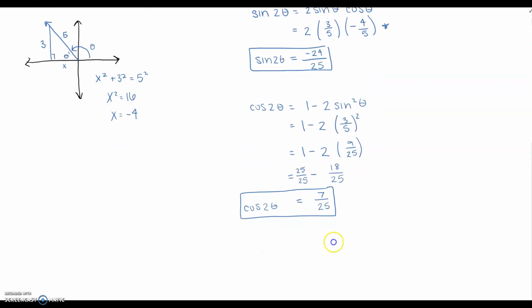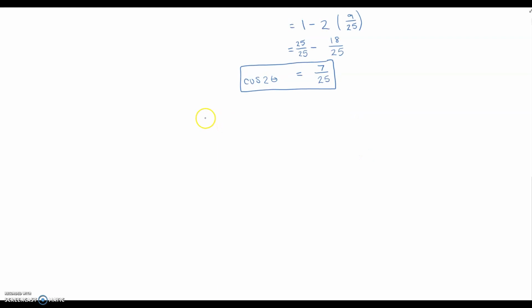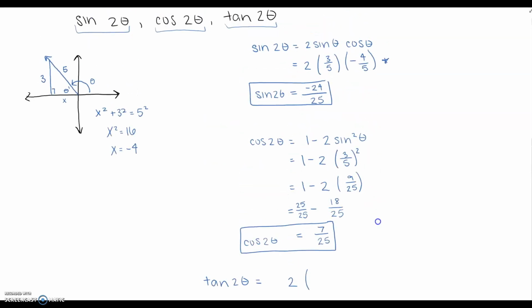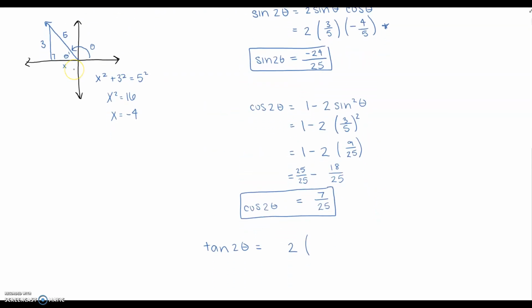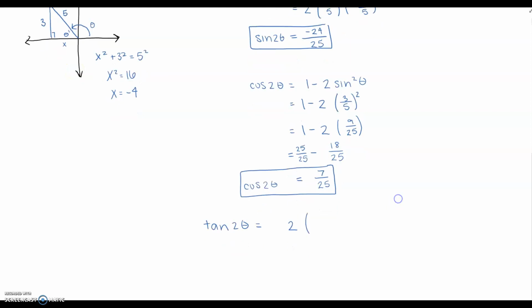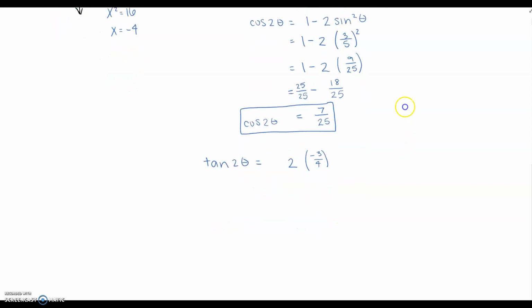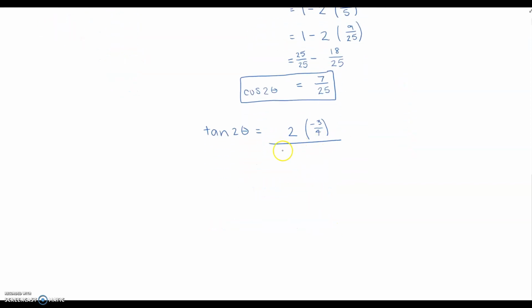And then the last value we need to solve for is tangent. There's only one formula we can use. So I'm just going to substitute in. So it's 2 times tangent of theta, which is opposite over adjacent. So that's going to be -3/4 divided by 1 minus tangent of theta squared. So -3/4 squared.